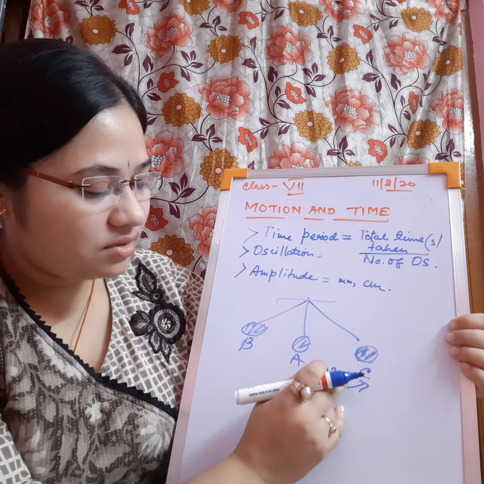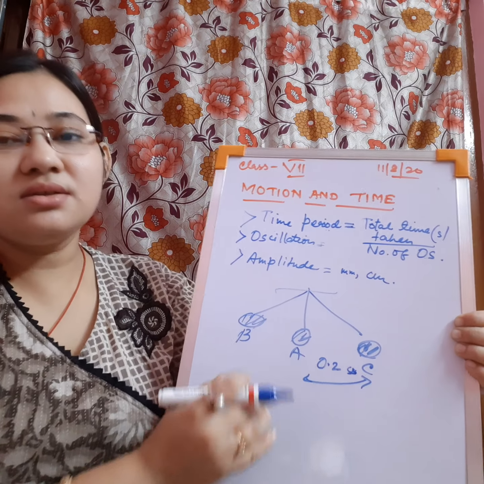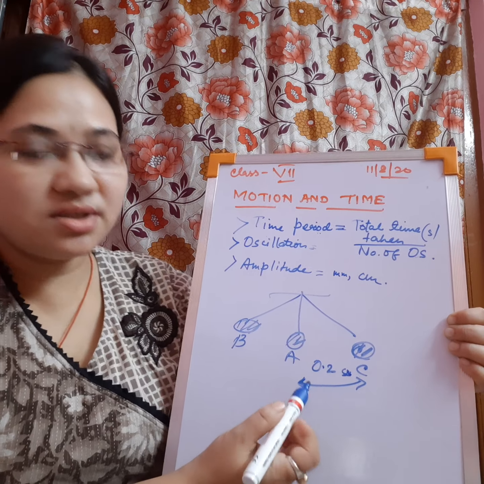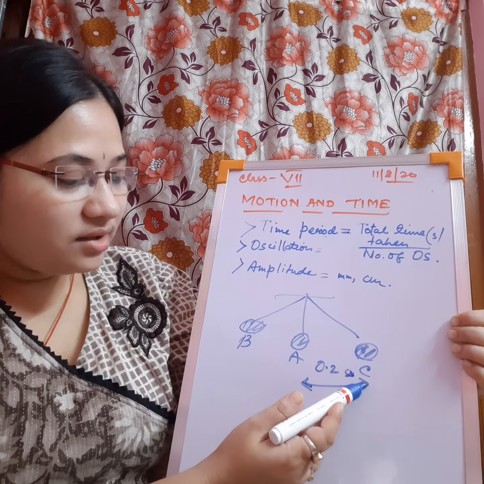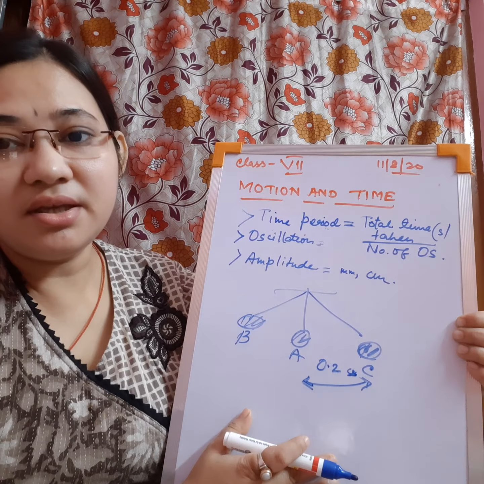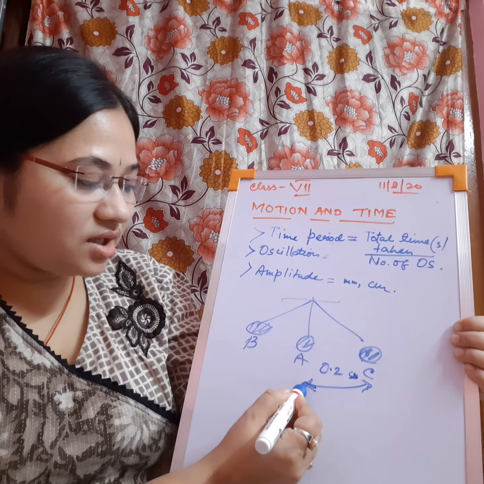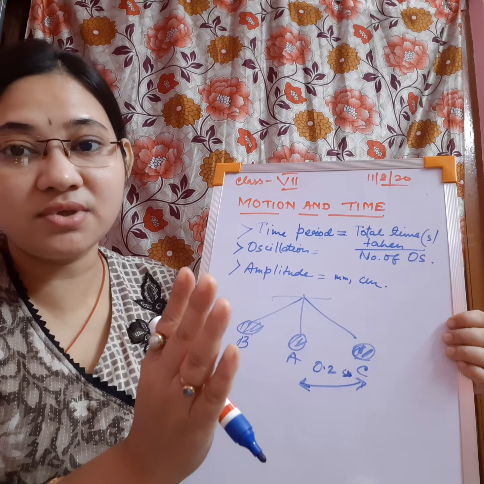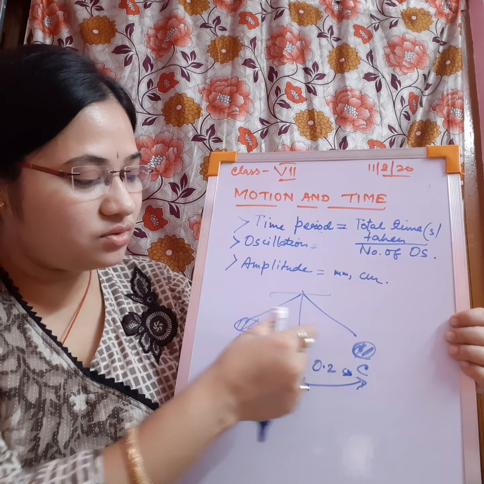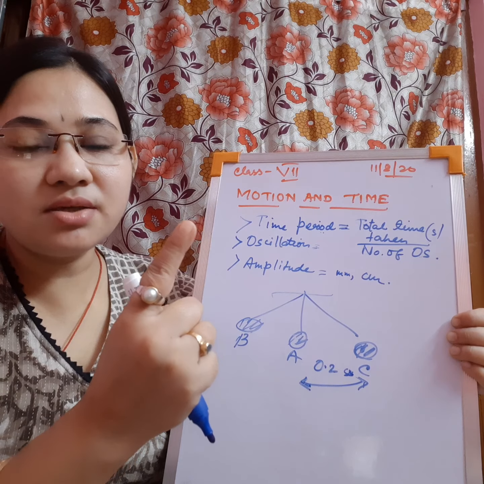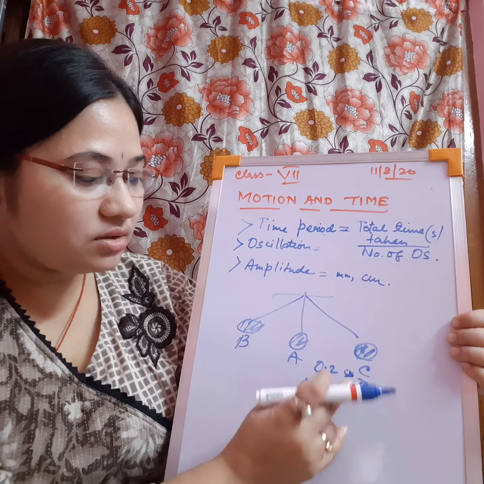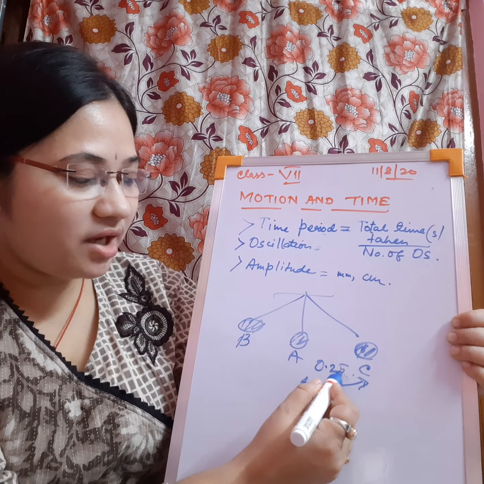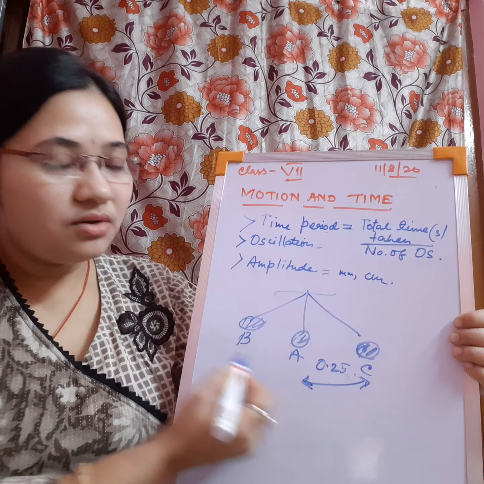Suppose this is 0.2, you can say centimeter. Then this is the amplitude. Amplitude is given here. If the amplitude is given, then we have to calculate the time period. Here only 1/4 is given. Just now I told you, 1, 2, 3, 4 quarters is equal to 1 oscillation. So here only 0.25 is given. Now we will simply multiply it with 4, so we will get the oscillation.